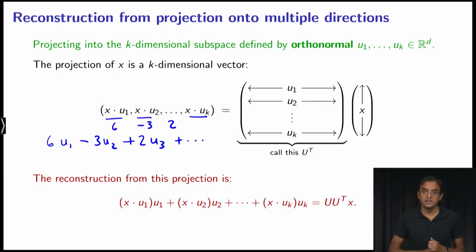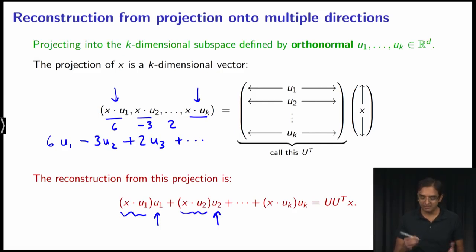More generally, we have a projection that looks like this. And for the reconstruction, we say, move x dot u1 units in direction u1, move x dot u2 units in direction u2, and so on. Now, this looks especially simple if we write it in matrix-vector form.